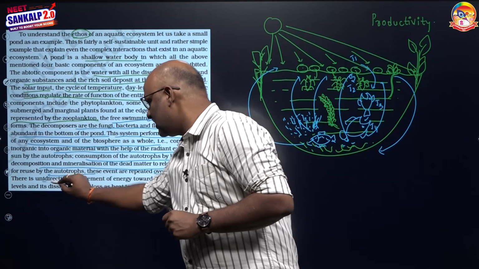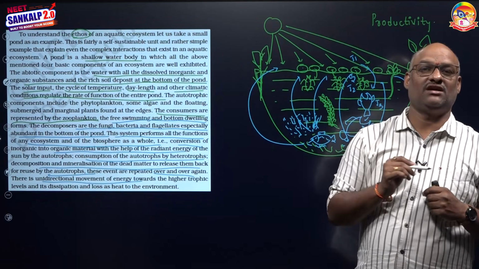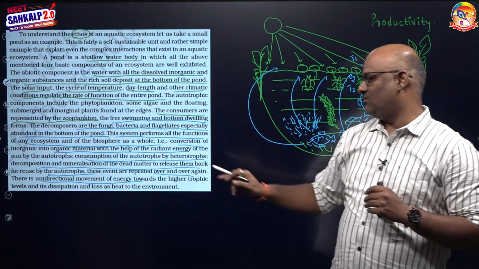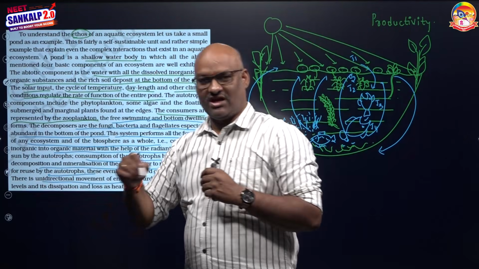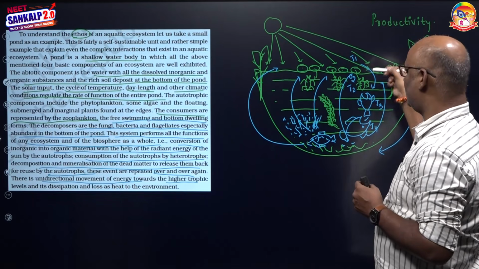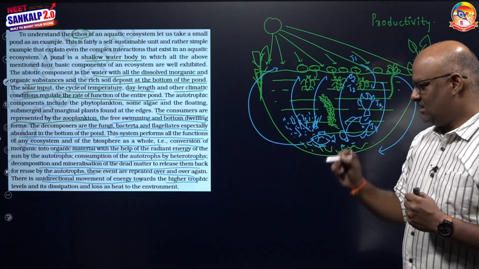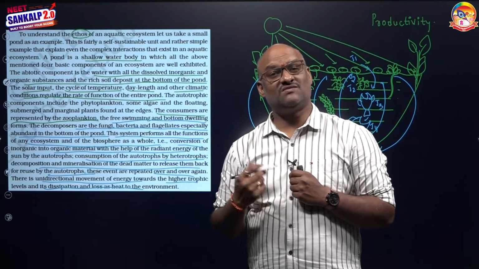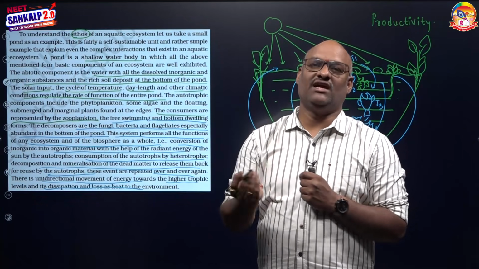Now there is a unidirectional movement of energy. The energy flows only in one particular direction. The energy cannot flow in the bidirectional direction. So the unidirectional flow of energy is towards the higher trophic levels. If phytoplankton is the basic level, then zooplankton is higher, and small fishes and large fishes are the higher trophic levels. In the higher trophic levels, some amount of energy is lost, some amount of energy is wasted, and it is lost into the atmosphere in the form of heat.